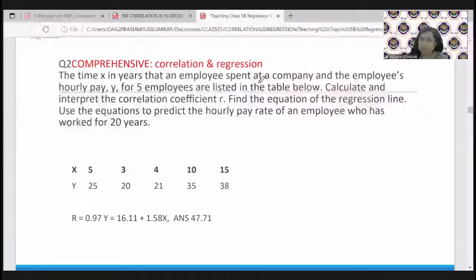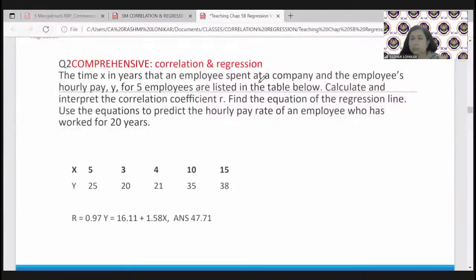Okay, so they took 5 employees and they told you the hourly rate they are getting. For 1 hour, how much pay do they get? Now, the first person who has worked for 5 years is getting 25 rupees per hour. Somebody who has worked for 3 years is getting 20 rupees per hour. Somebody who has worked 4 years is getting 21 rupees per hour. Somebody who has worked 10 years is getting 35 rupees per hour. And somebody who has worked 15 years is getting 38 rupees per hour. So 5 years, 3 years, 4 years, 10 years, and 15 years, and Y is giving you the hourly rate.